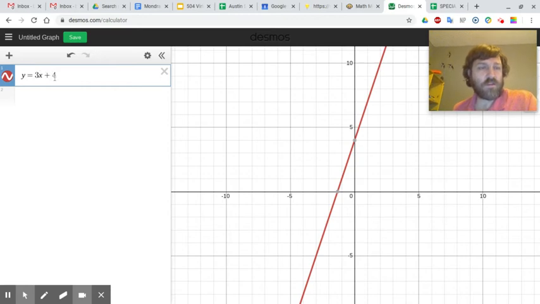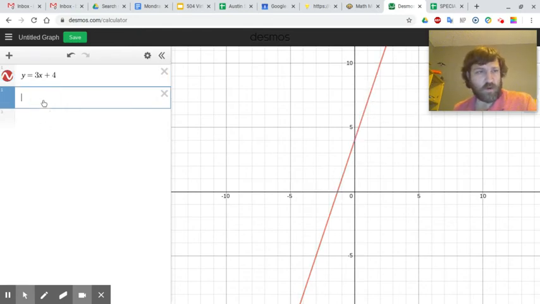So when we look at these things, the 3 is what we call the slope, and the 4 is what we call the y-intercept. So the 4 represents the number where the line hits 0 on the y-axis. It is kind of the baseline, in a sense, of the function. And the 3x represents the change that occurs from one point to the next.